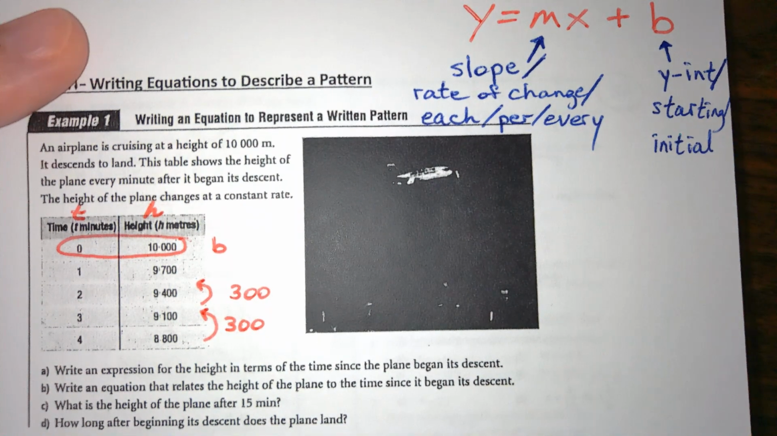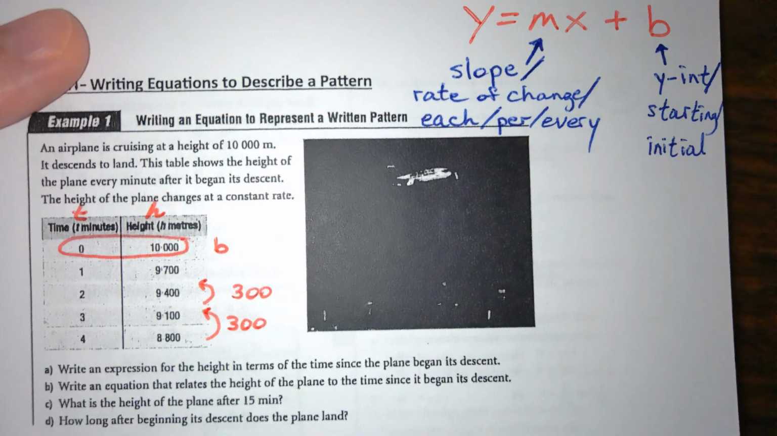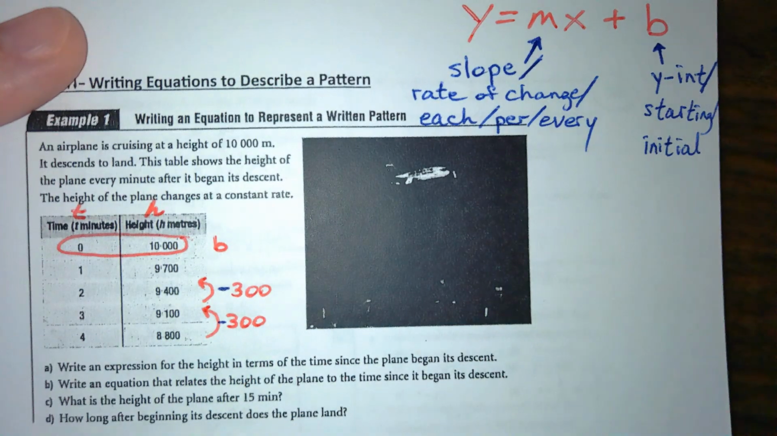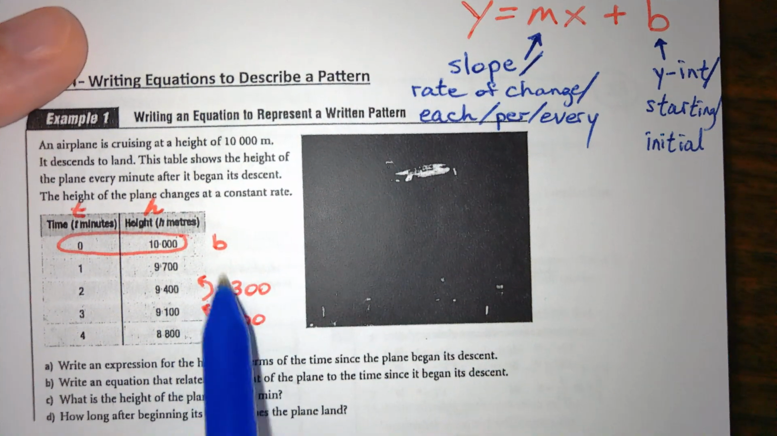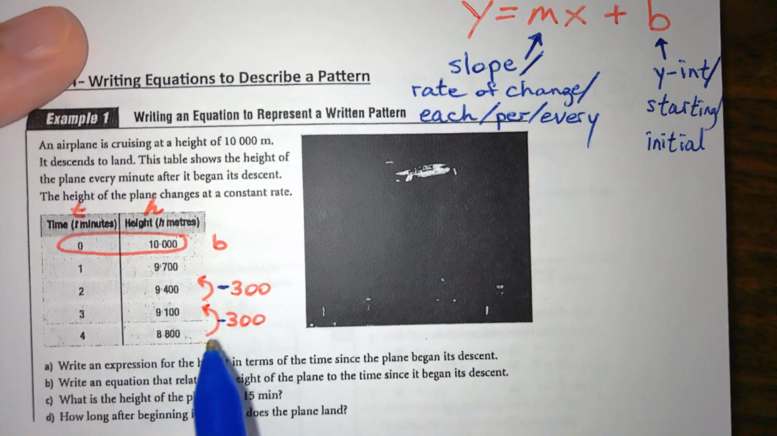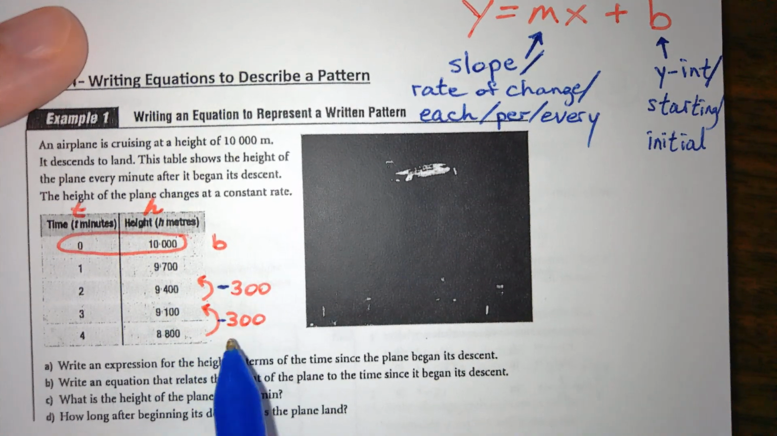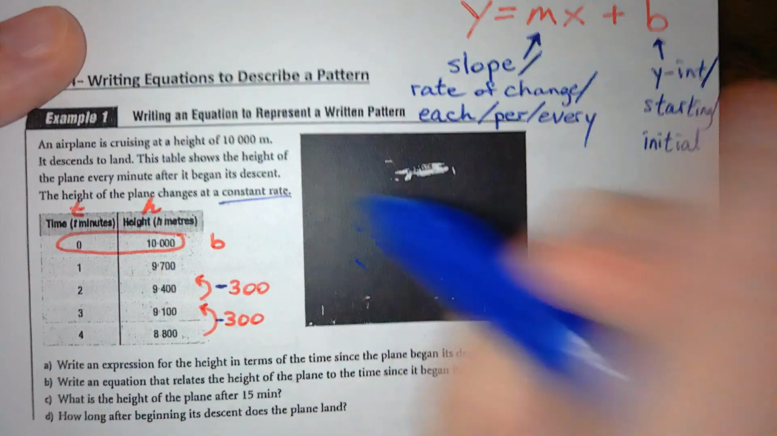Is not could be, but it should be. Okay, so because your plane is going down, your rate of change is minus 300. And notice I drew these arrows. That's called first difference. When you subtract backwards for your y value, your first difference should all be the same because it's at a constant rate.